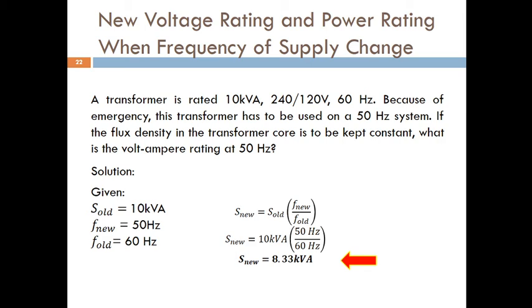So we have this formula, S new is equal to S old times F new over F old. So substitute, we have 10 kVA times 50 Hz divided by 60 Hz. So we have an S new of 8.33 kVA. As you have noticed, from 10 kVA to 8.33 kVA.